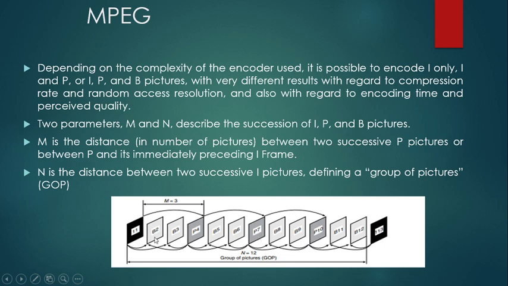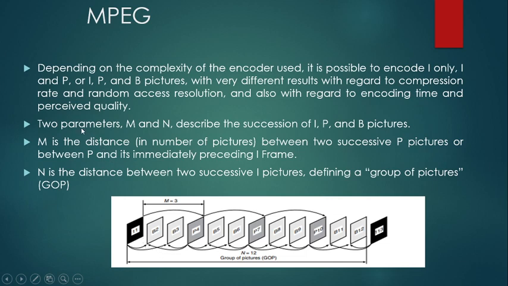Consider the case of a B frame, it is coded with respect to the preceding and succeeding frame. For example, B2 is coded with the help of the I1 frame and also the P4 frame. So this is how the coding is done for the three types of frames.